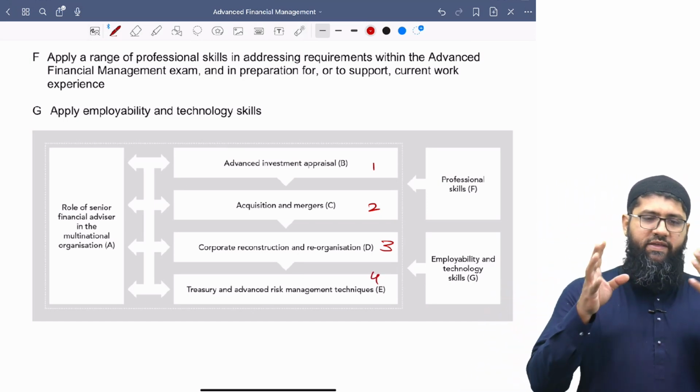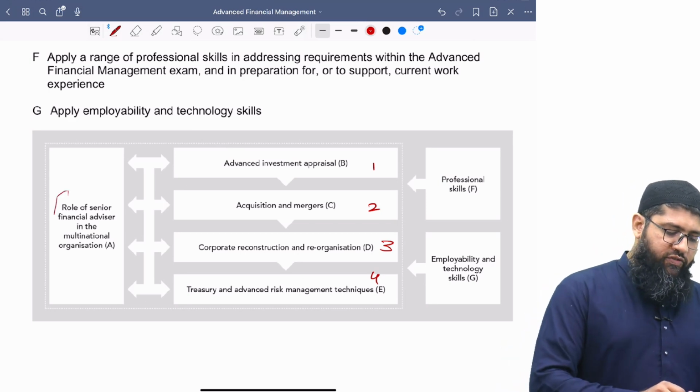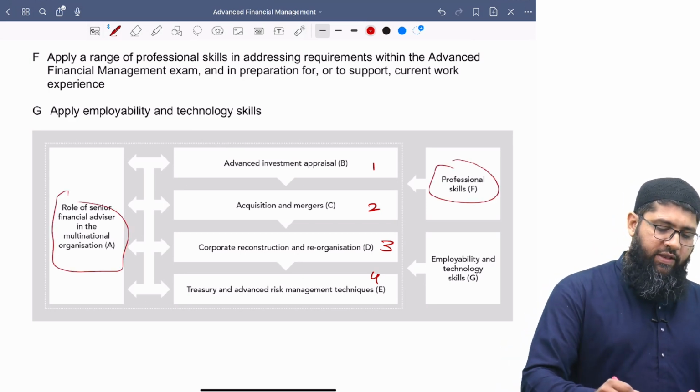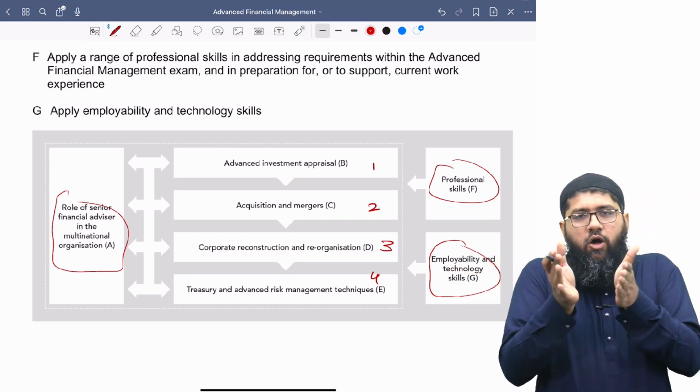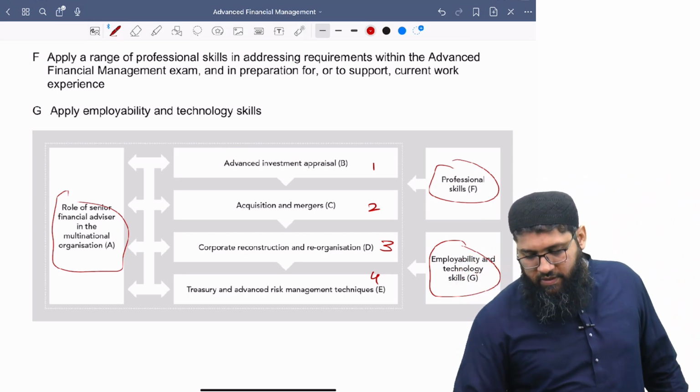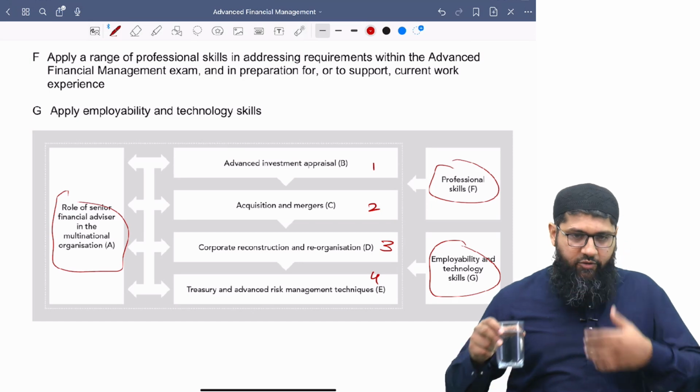So these are the 4 major areas of the syllabus, and then you can see this area and this area, which are complementing these 4 areas of the syllabus. Now let's just start going about it.